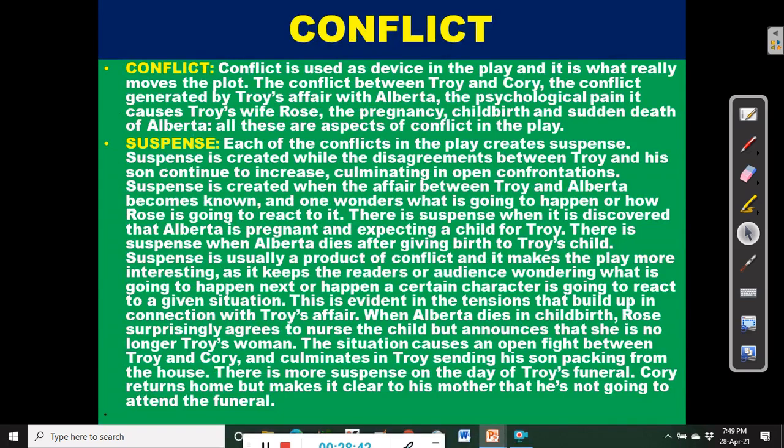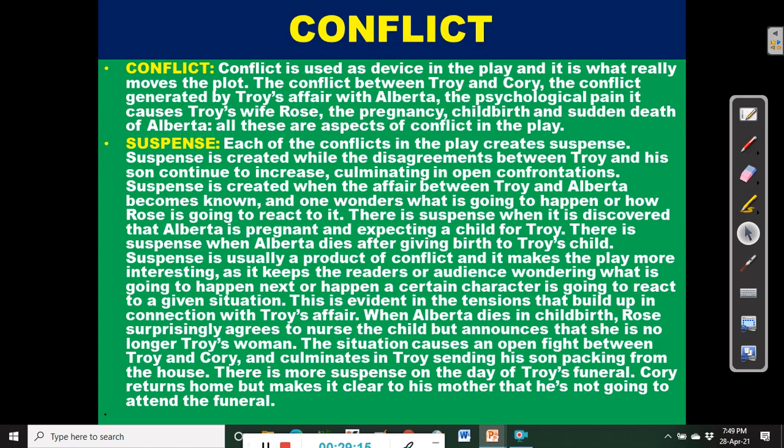Now let's look at the conflict. Conflict is a major thing in a play because it is conflict that moves the plot, and conflict is really the major element of drama because that is actually what retains the interest of the audience, who will always want to know what is going to happen next or how a particular conflict is going to be resolved.